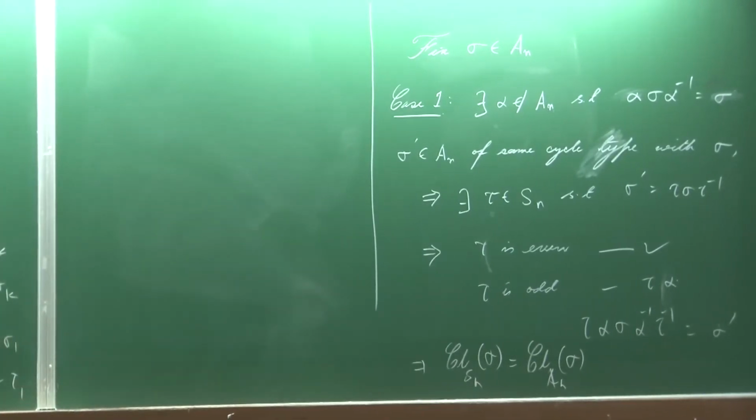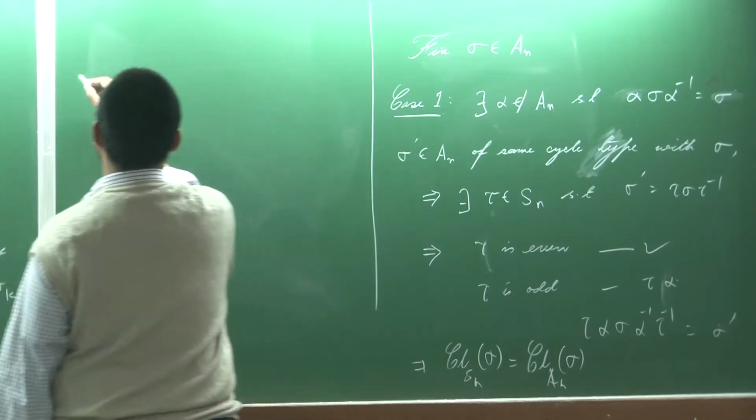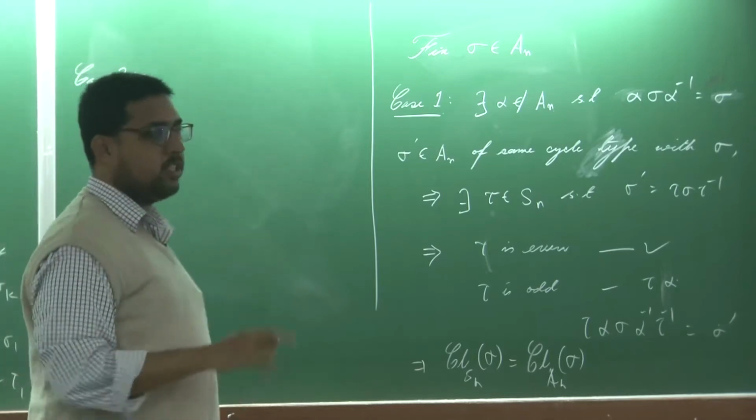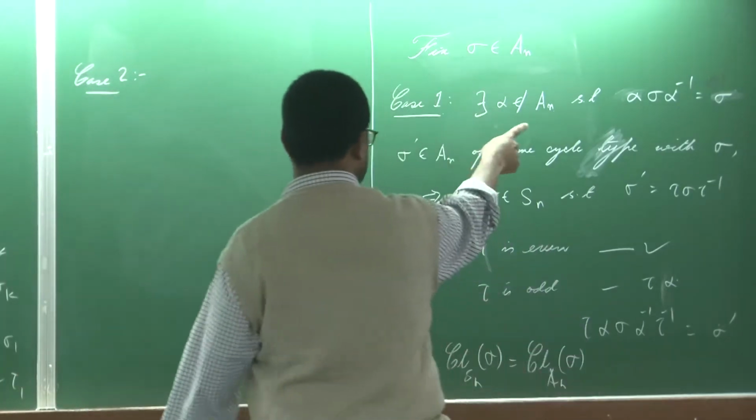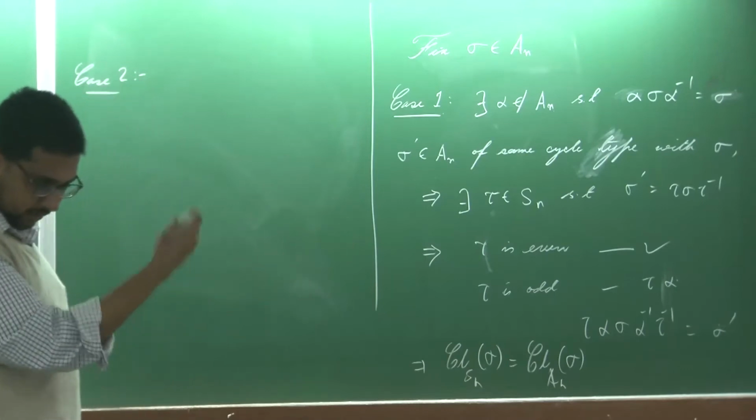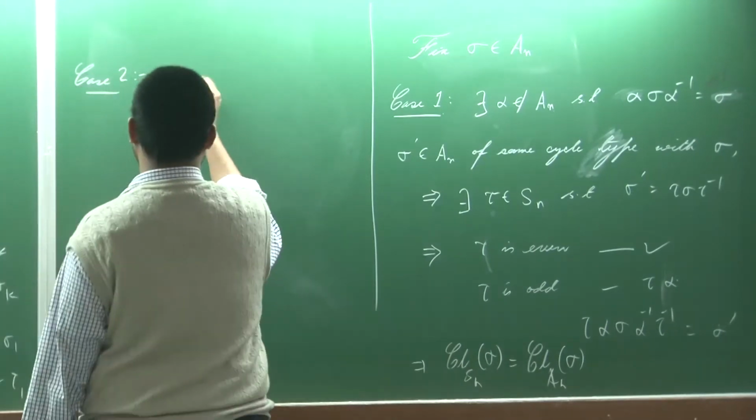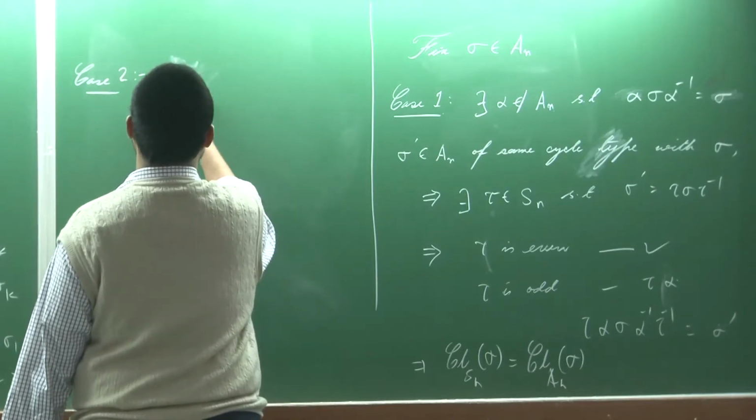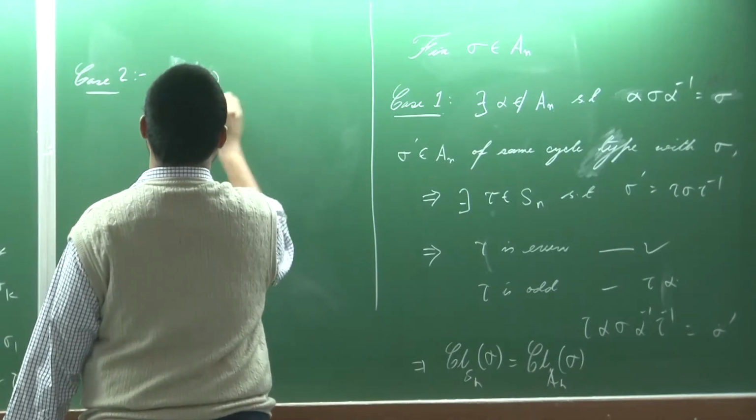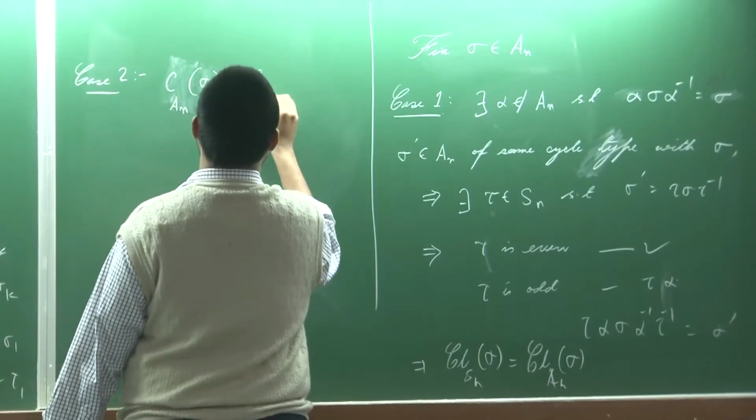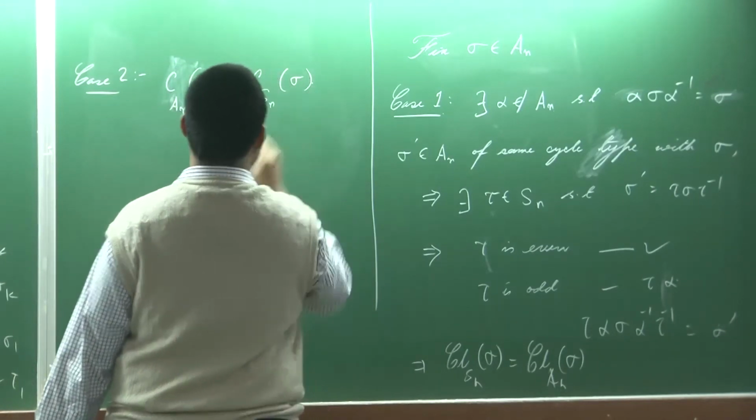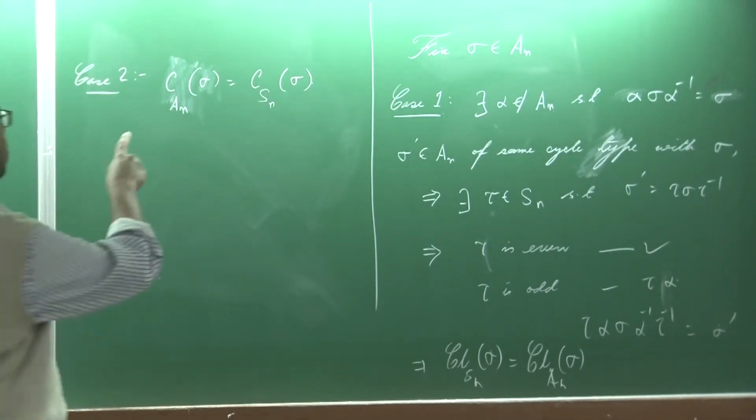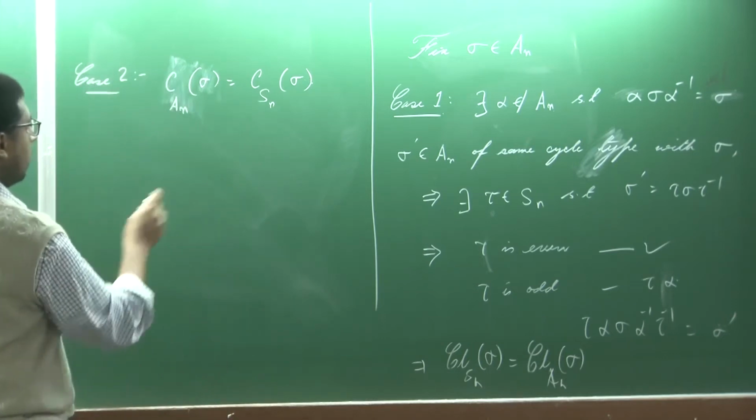Now let us consider the complementary situation. That is where there is no odd permutation that commutes with sigma. A permutation commuting with sigma means it lies in the centralizer. So in the complementary case, the centralizer of sigma inside An is the centralizer of sigma inside Sn, because beyond An there is no odd permutation in the centralizer. That is quite clear.